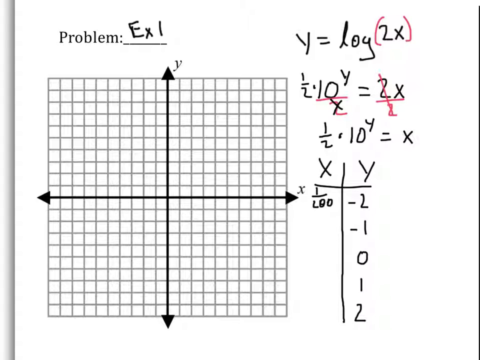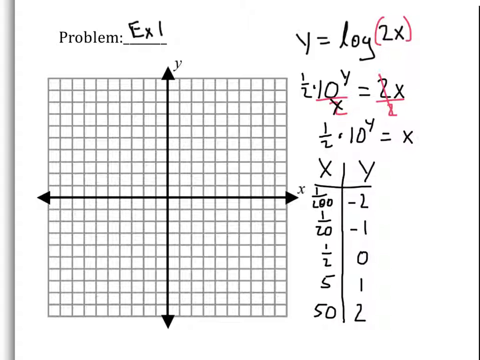All right, let's keep going here. What is 10 to the -1 power? 1/10. What is 1/2 times 1/10? 1/20th. What's 10 to the 0? 1 times 1/2. What's 10 to the first? 10 times 1/2. What's 10 squared? 100 times 1/2. Any questions on how we did that? Okay, are we okay getting those values?